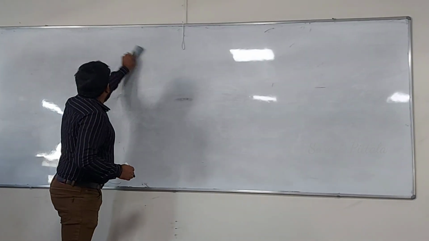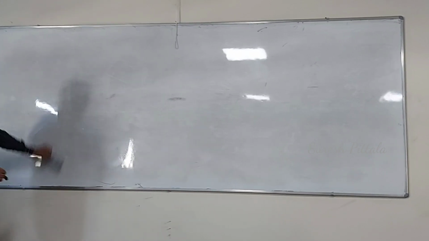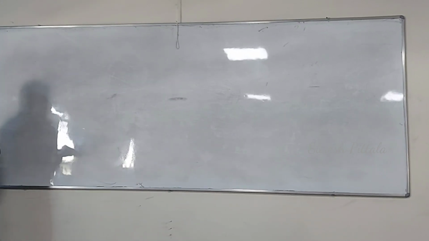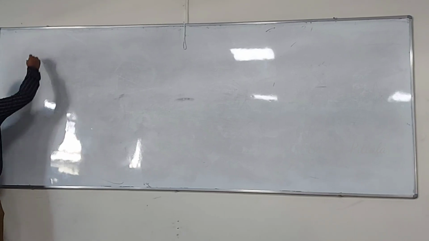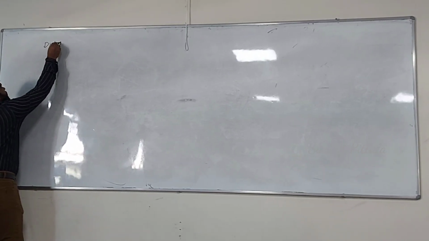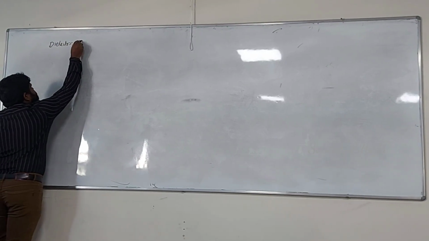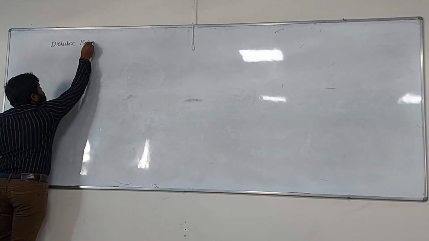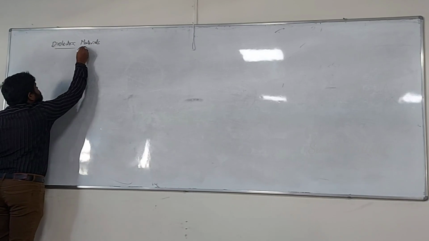So in the last class we started dielectrics. So let us start from there. Dielectrics is module number 3. Actually, it is dielectric materials. Dielectric materials, right?